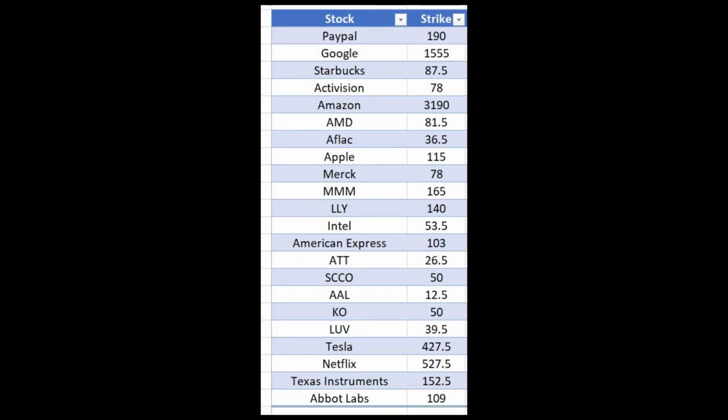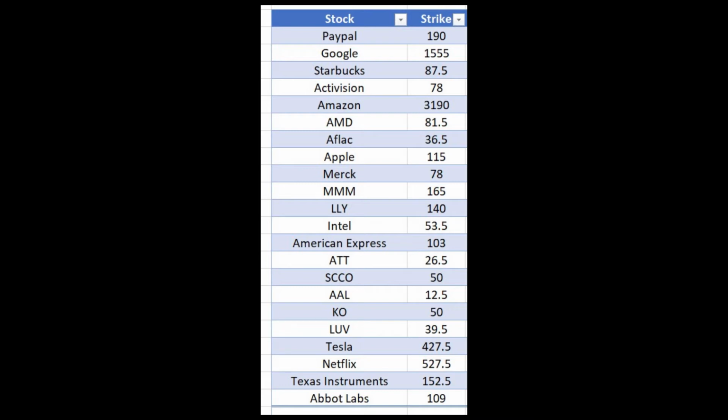Here's the list of all the stocks that I did earnings plays on. I sold a short straddle on all of these stocks at this strike price. At the time of putting on the earnings trade, this was the nearest strike to the current share price.